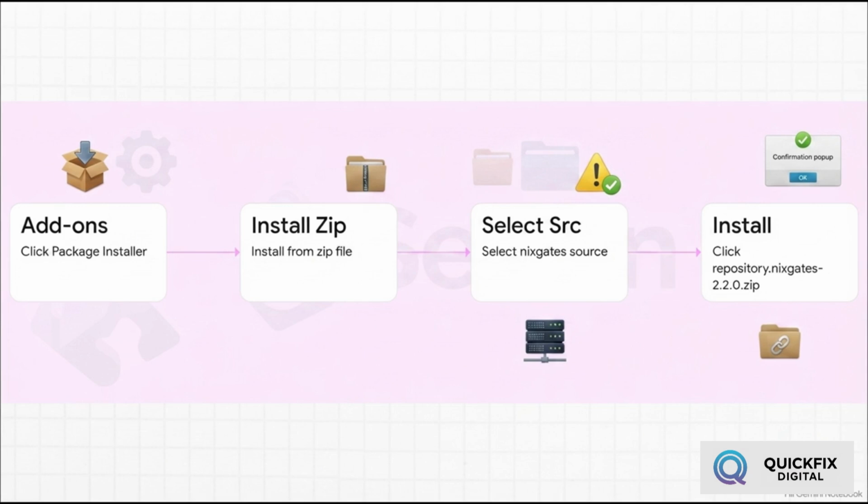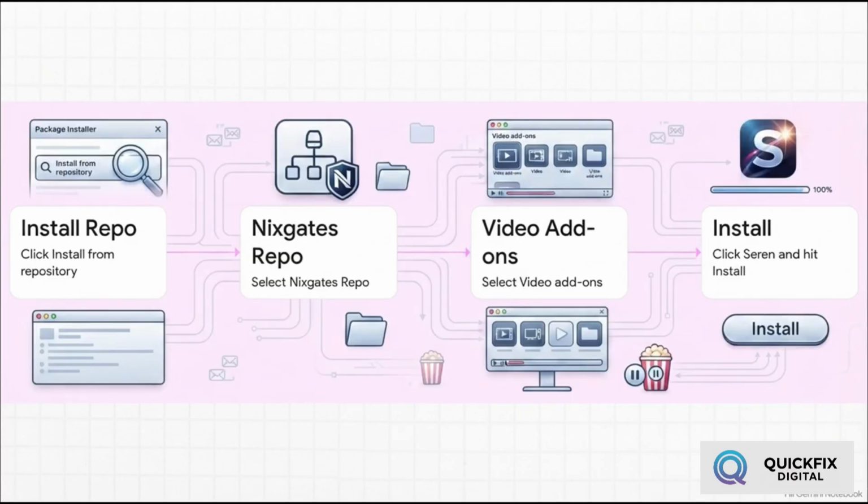Just hang tight for a second until you see a little pop-up at the top right confirming the repo is installed. Time to extract the actual add-on. Staying right there in the package installer, click Install from Repo. Find and select the Nixgates repo you literally just installed. Navigate into Video Add-ons, find Seren, and confidently hit Install. Boom! You've successfully completed the core installation.